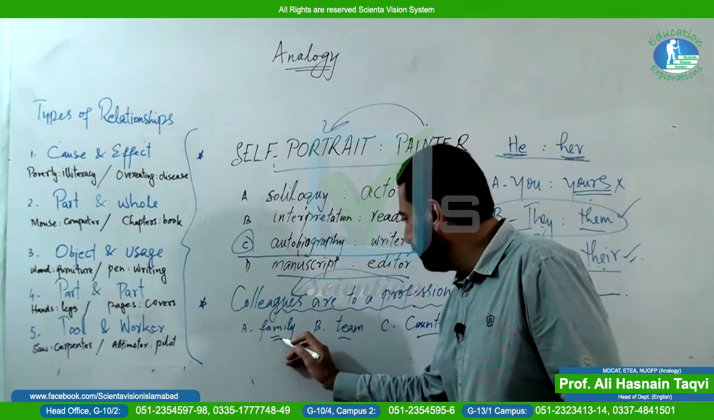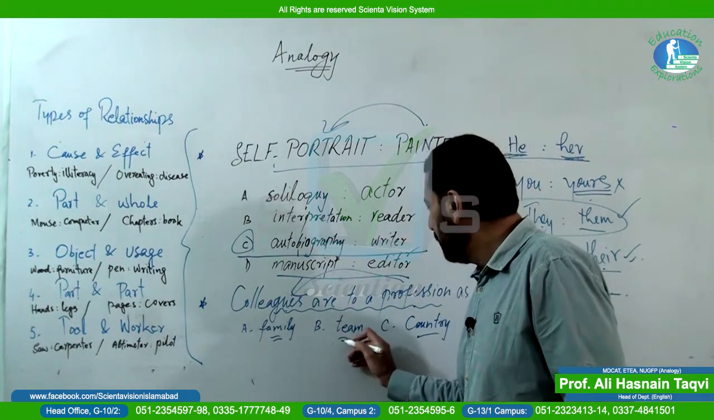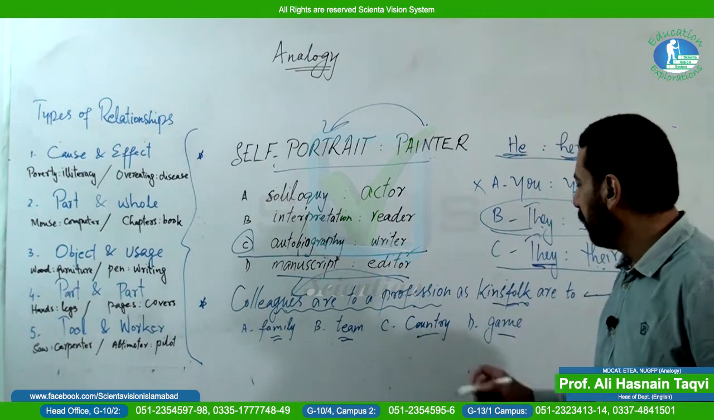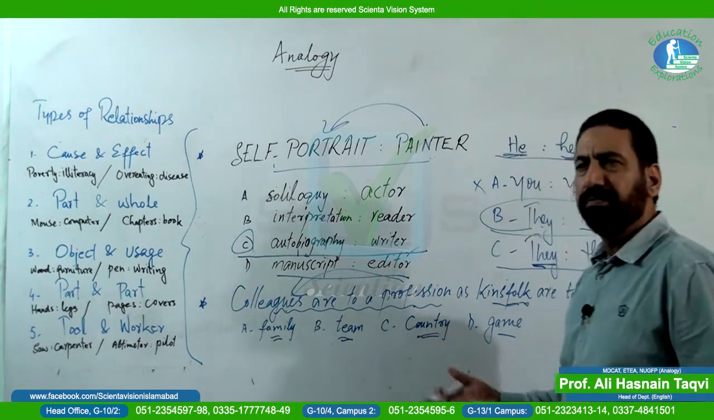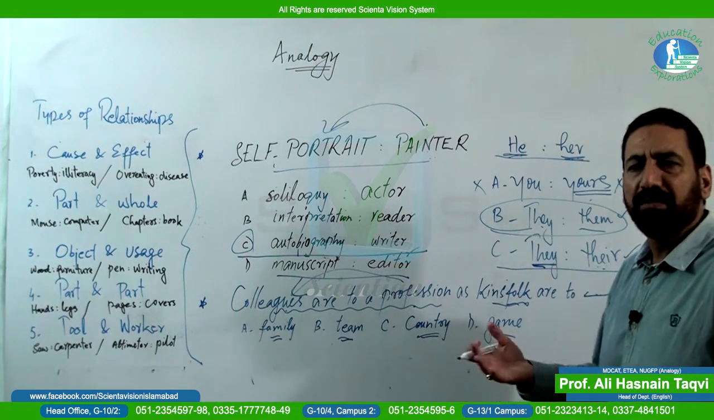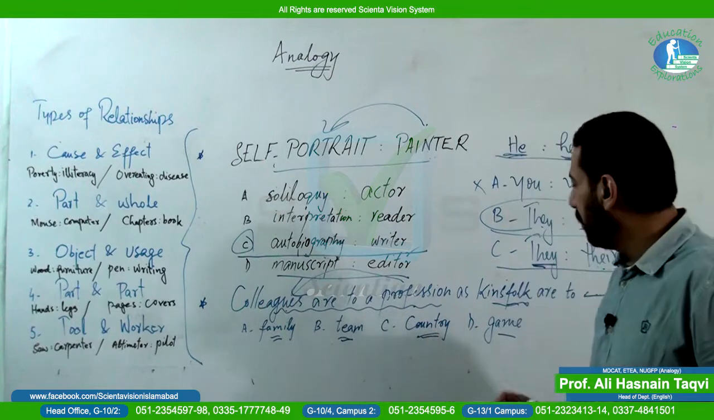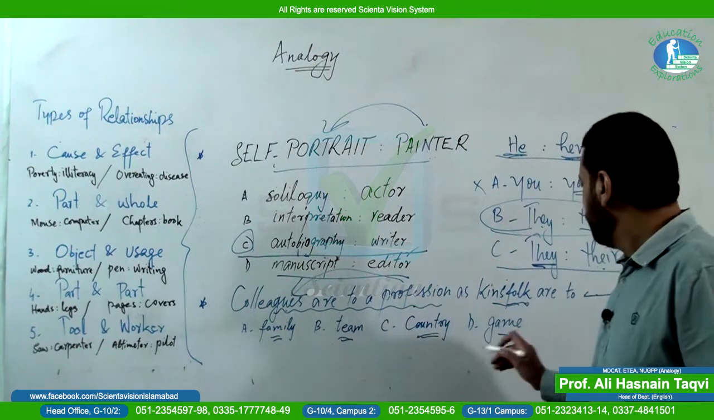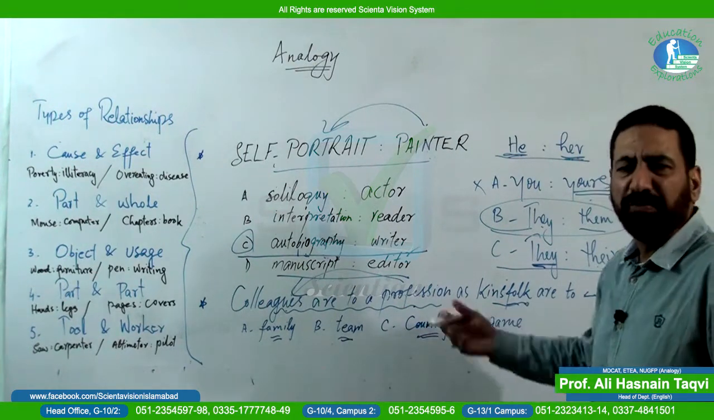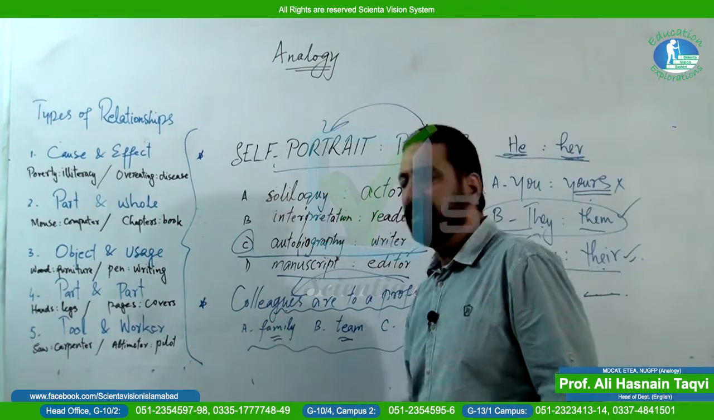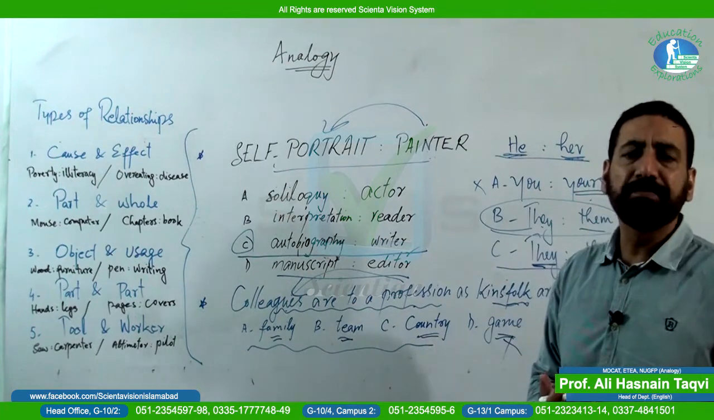One is family, yes, kinsfolk. Team, in a way they develop that bonding, become kinsfolk. Country, compatriots, like they are from the same region and they have affection for one another, likely. Game, a bit far-fetched. So let's strike out this. This is again a technique: strike out what is unlikely.